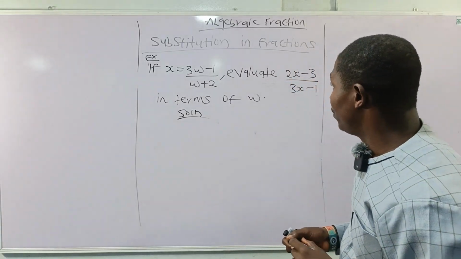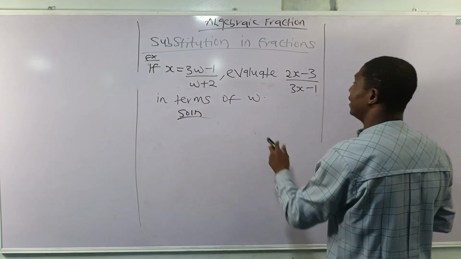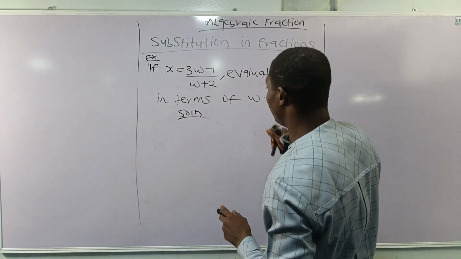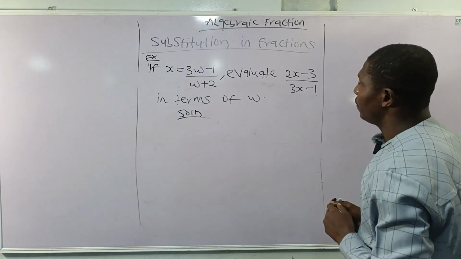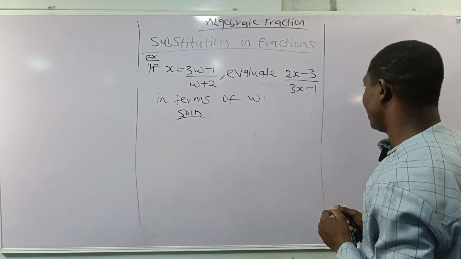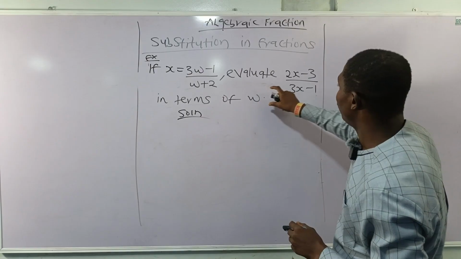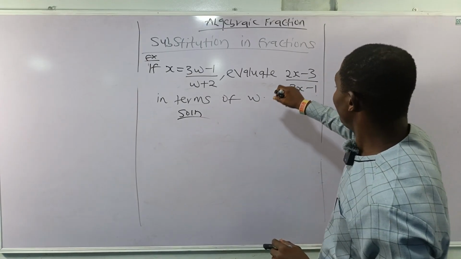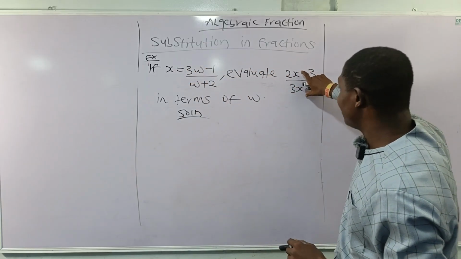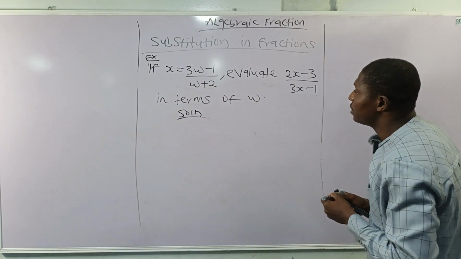So we have another example here, which is: if x equals (3w minus 1) all over (w plus 2), evaluate (2x minus 3) all over (3x minus 1) in terms of w. Now we are given an expression, not just values, but an expression. So if we are to evaluate this so that we have w in our final answer, we have to replace our value of x here with this, so that w will be inclusive in our final answer. So let's see how this can be done.